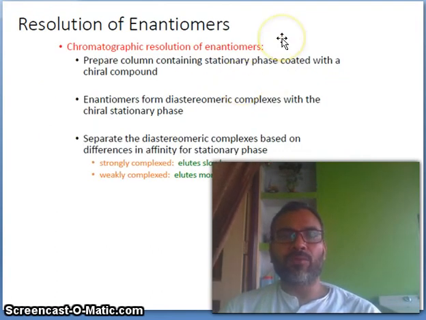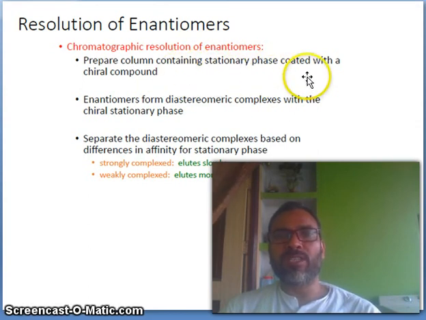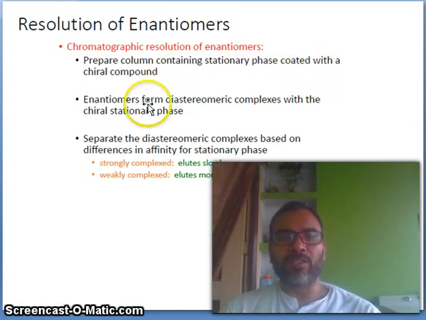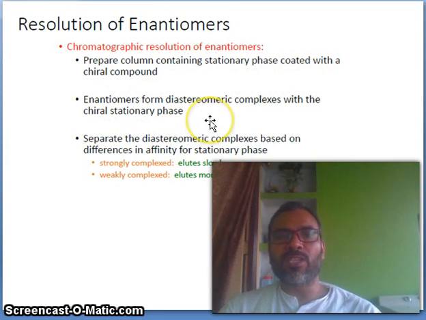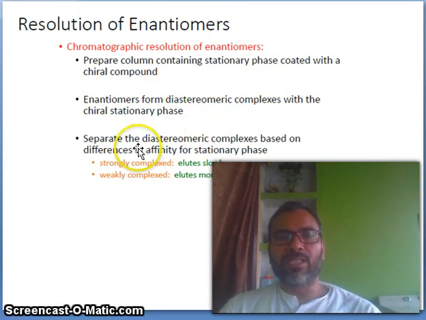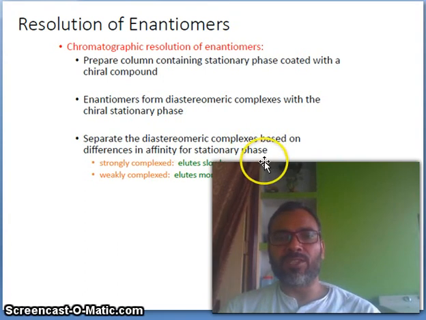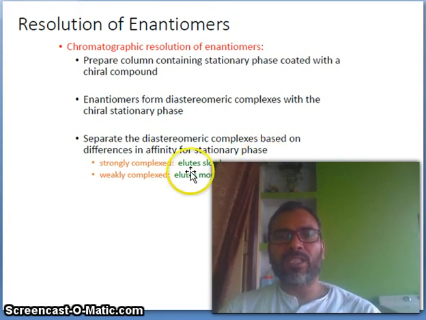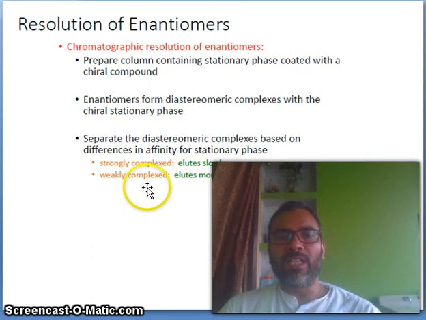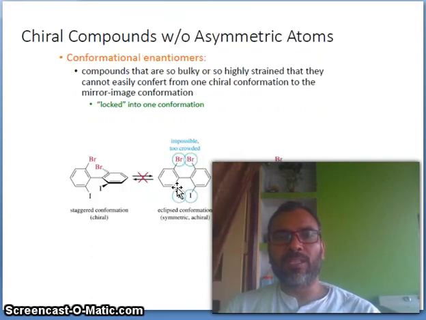Chromatographic resolution of enantiomers. Prepare a column containing a stationary phase coated with a chiral compound. Enantiomers form diastereomeric complexes with the chiral stationary phase. Separate the diastereomeric complexes based on the difference in affinity for the stationary phase. A strongly bound complex elutes slowly. A weakly bound complex elutes more quickly.